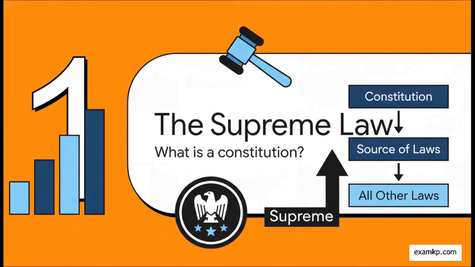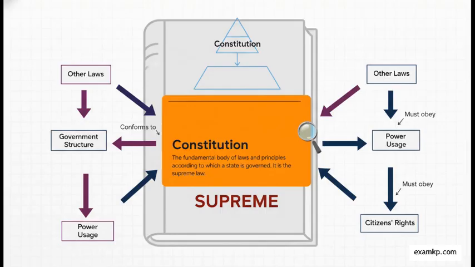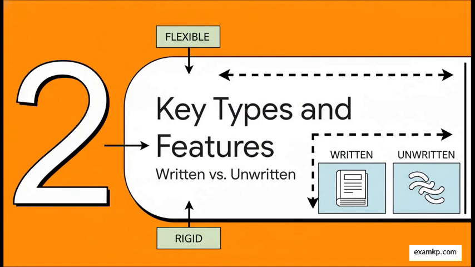So, what in the world is a constitution, and why do we call it the supreme law of the land? Think of a constitution as the ultimate rulebook for a country. It's the single, powerful collection of the most important laws and principles. It lays out how the government works, how it can use its power, and maybe most importantly, what your rights are as a citizen. And here's the crucial part. Every other law in the country has to follow what the Constitution says. That's what makes it supreme. Nothing is above it.